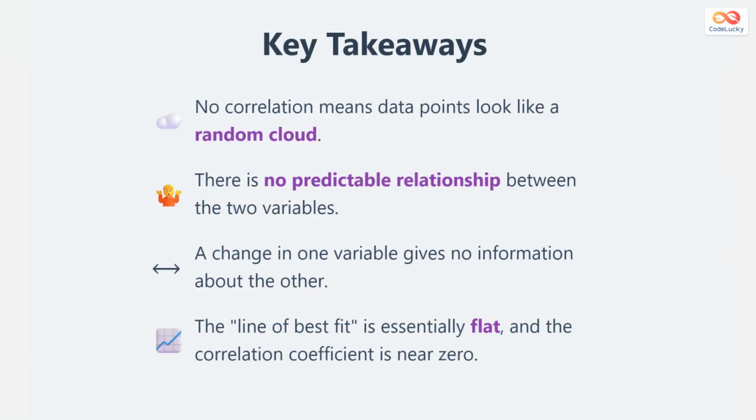To summarize, remember these key points. No correlation means the data looks like a random cloud. There is no predictable connection between the variables. A change in one variable does not predict a change in the other. And finally, any trend line would be flat, with a correlation value near 0.